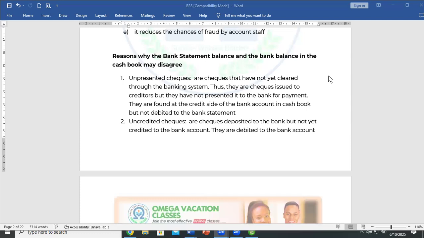So these are checks that have been issued to creditors, but they have not presented it to the bank for payment. Now they are found at the credit side of the bank account in the cash book, but not debited in the bank statement. Of course, when you make payment to your suppliers, you credit your cash book. So it's obvious they are found at the credit side of the cash book, but not found at the debit side of the bank statement. I think when we look at the bank statement format, you would appreciate that as well.